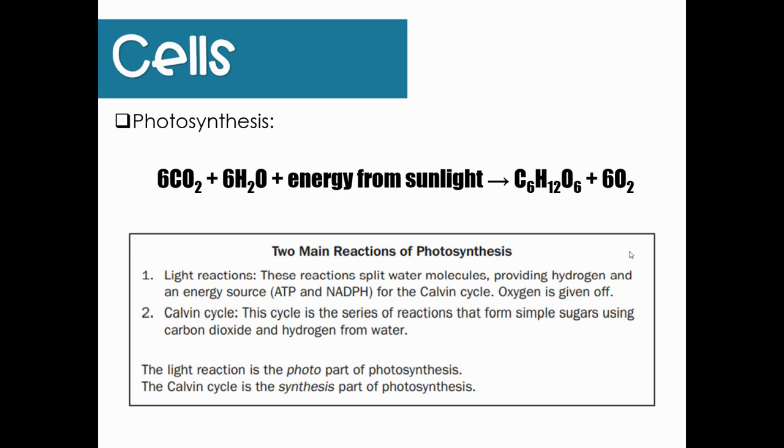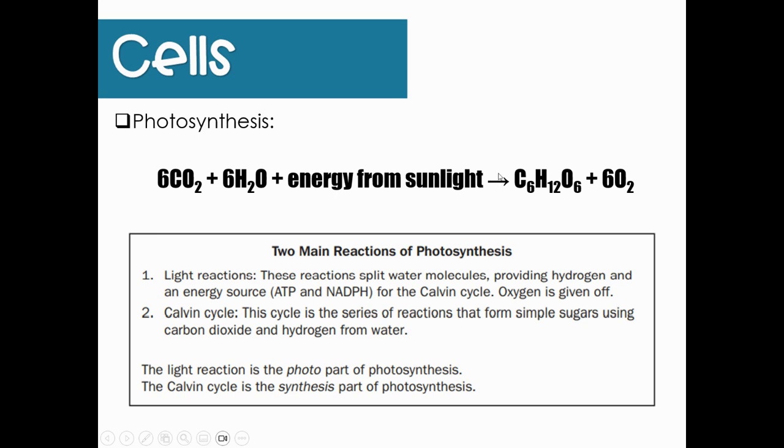You need to make sure that you memorize the chemical equation for photosynthesis. There's no way around this. You just got to buckle down and make sure that you know it. So we're going to have carbon dioxide, we're going to have water, and we're going to have solar energy or light energy. These are our three reactants, the three things needed to get photosynthesis started.